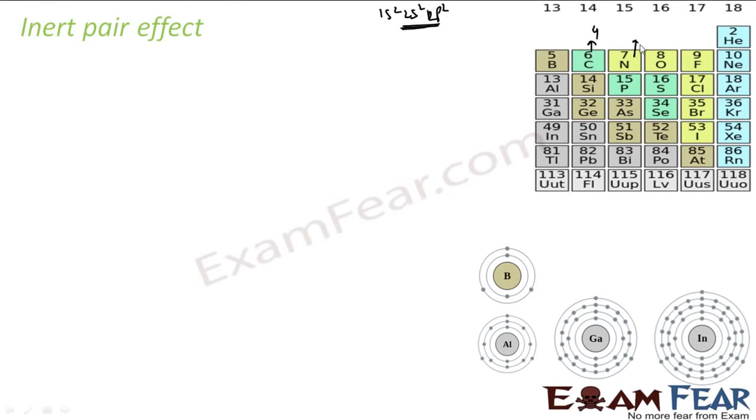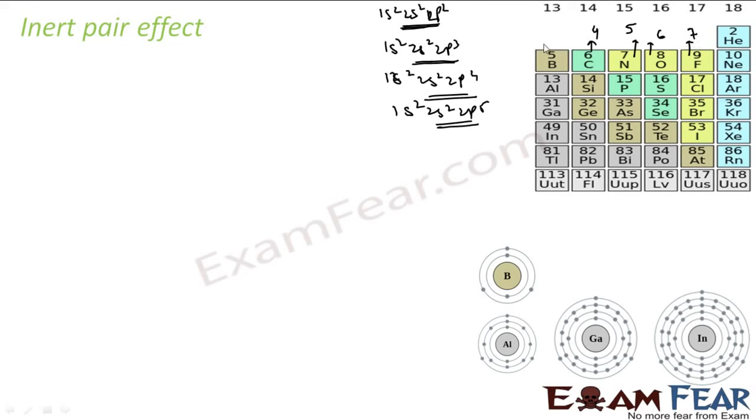For nitrogen, if you see 1s2, 2s2, 2p3. So the maximum number of valence electrons is 2 plus 3, 5. Oxygen, if you see 1s2, 2s2, 2p4. So the maximum number of valence electrons is 6. Similarly, fluorine, 1s2, 2s2, 2p5. 2 plus 5, 7. So the maximum number of valence electrons is 7.